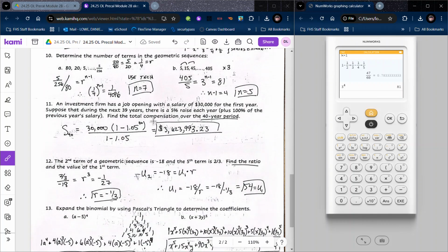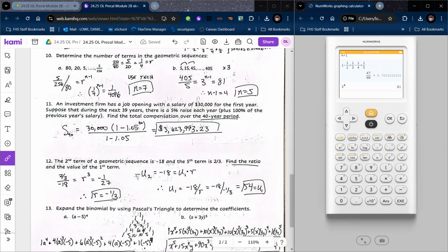Okay. Then, applications of geometric sequences and series. An investment firm has a job opening with a salary of $30,000 for the first year, a very low salary in this day and age. Suppose that during the next 39 years there is a 5% raise each year plus 100% of the previous year's salary. Find the total compensation over the 40-year period.